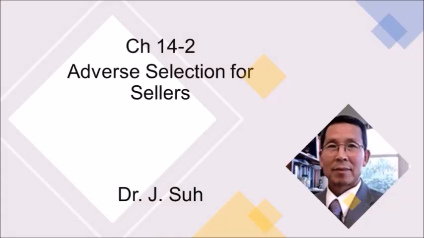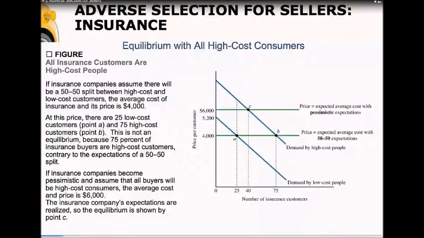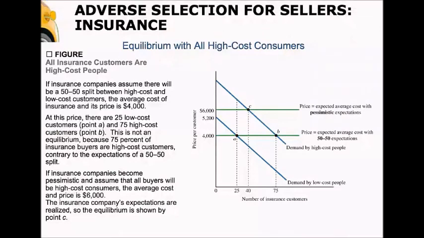We've already talked about the adverse selection problem when the buyers have imperfect information, but we can also look at a market where the sellers have imperfect information. A good example of this is insurance. Suppose you have a mix of consumers. Some of them are high-cost consumers and some of them are low-cost consumers when we're talking about insurance.